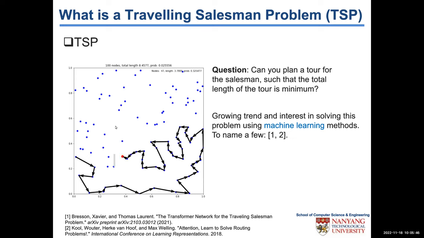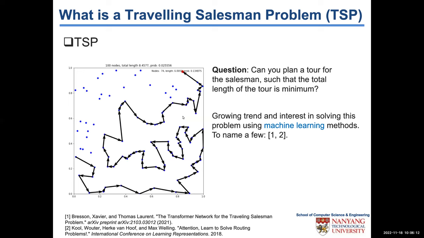Actually, this is a very famous, well-known, widely studied problem in the mathematical domain, especially for the mathematical optimization domain, where people use the traditional methods like the metaheuristic, for example, like the genetic programming, or the exact method like the branch and bound, or some mathematical linear integer programming, some mathematical tools to solve this problem.